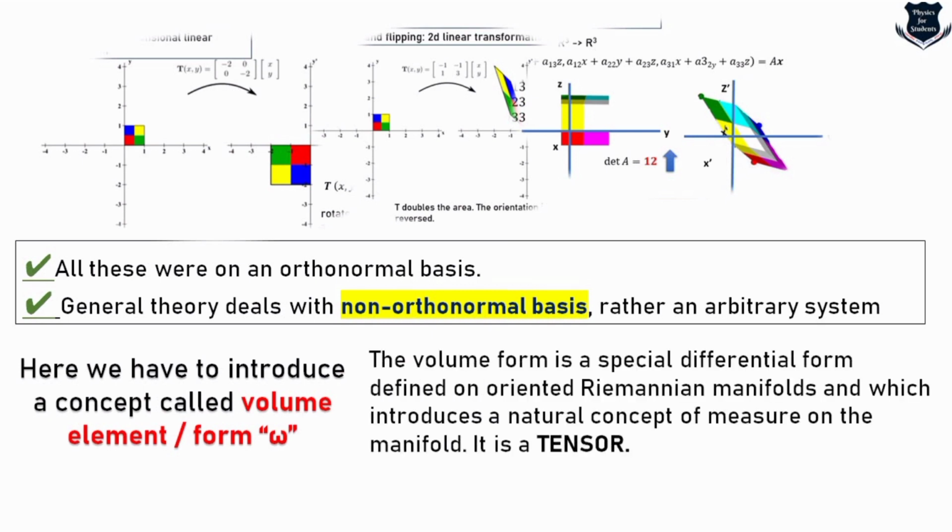But just note one important thing, that the volume form is a special differential form defined on an oriented Riemannian manifold, which introduces a natural concept of measure on the manifold, and for this we need a tensor. So for non-orthonormal basis, we need something called a volume element or volume form, which is denoted by the omega sign. And we are not going to encounter the mathematical part, but if you move from orthonormal to non-orthonormal, what we get is a volume element or a volume form.